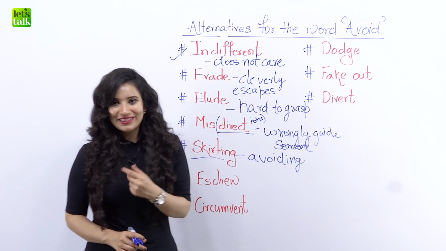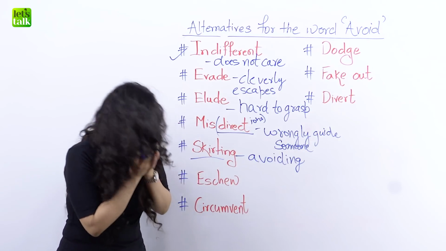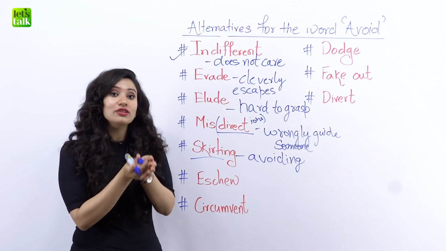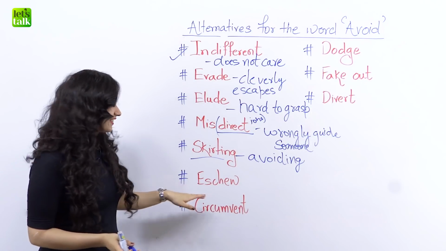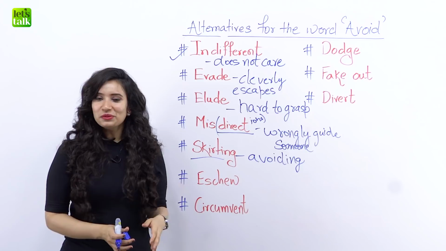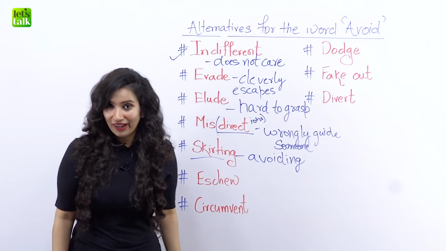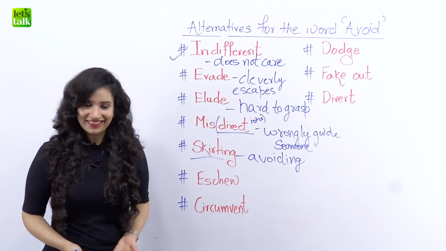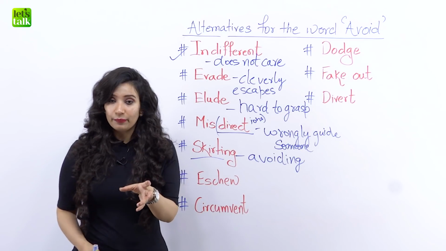Okay, with this we move forward and look at the next option. Achoo! Okay, that's almost how it's pronounced. Achoo! This is eschew, and this word is not so common for the reason that it's very hard to pronounce, and it's almost like we are sneezing. So eschew means again to avoid something.